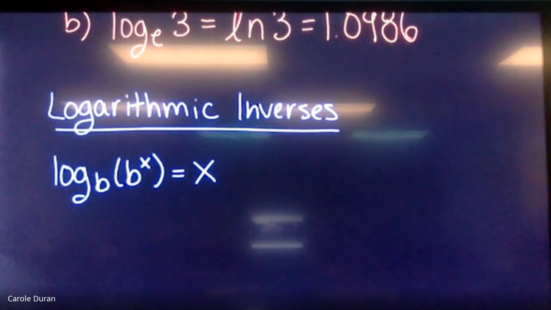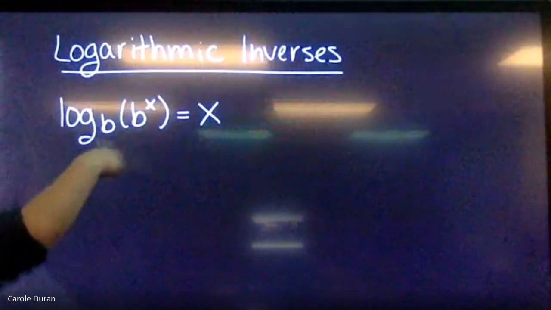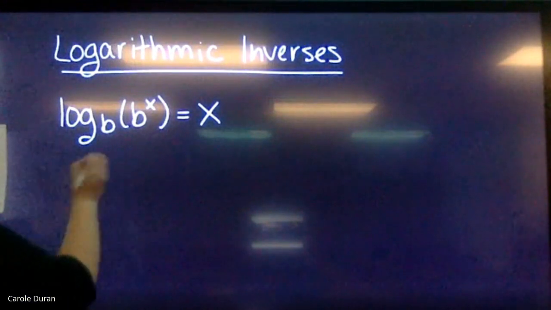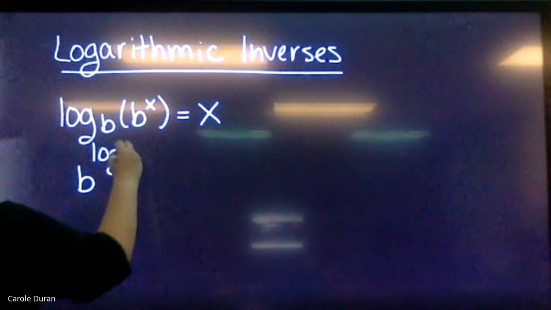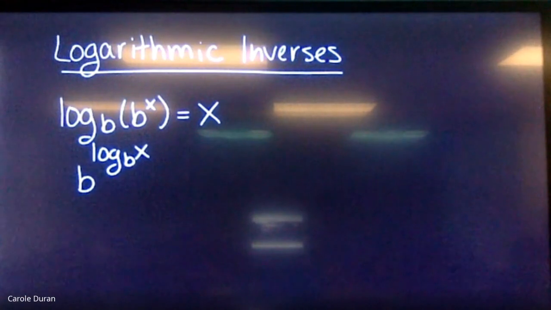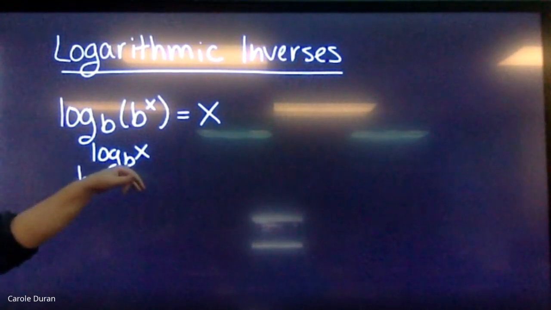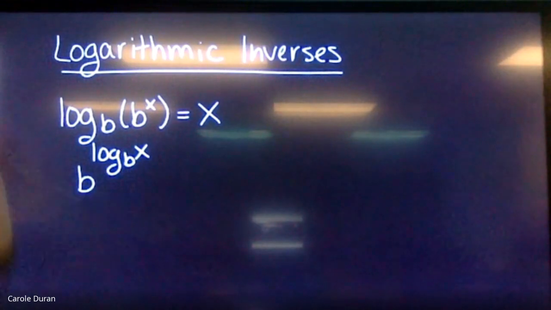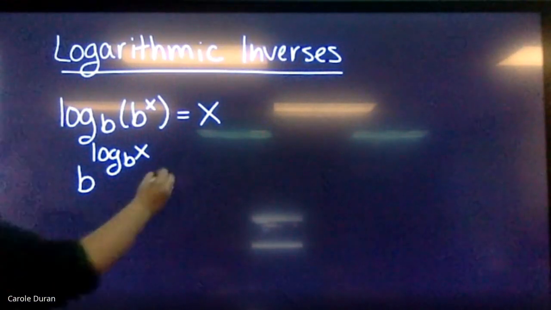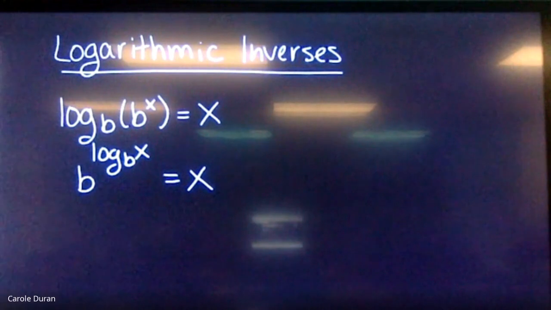Another one that occurs is if I take the opposite of this and I take base b to a power of log base b of x, the same thing is happening. I have a base b and I have a base b, which means they cancel each other out, leaving just whatever I was taking the logarithm of. So these represent inverses of each other, or what happens when I get a base and a log that cancel.